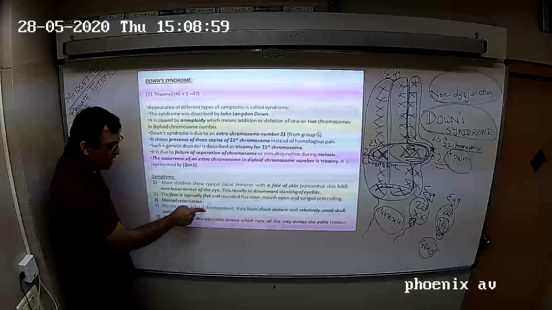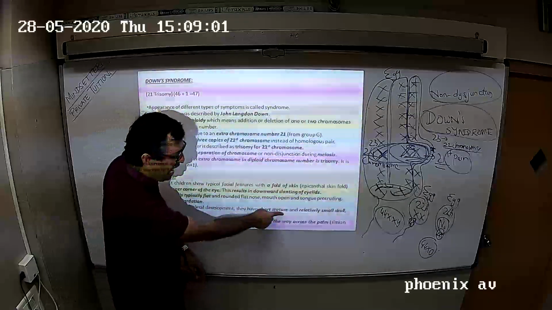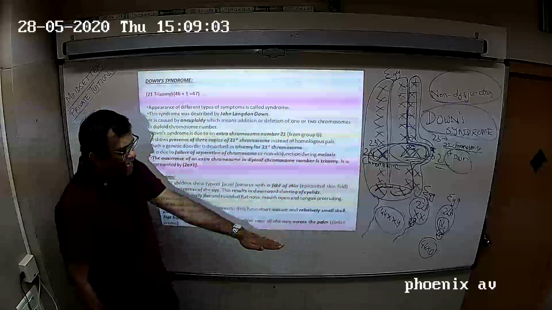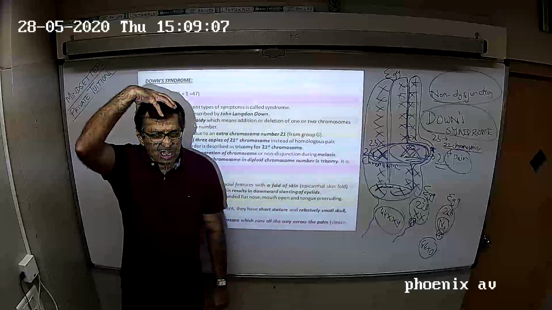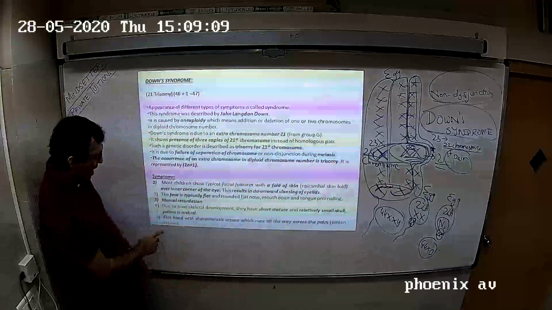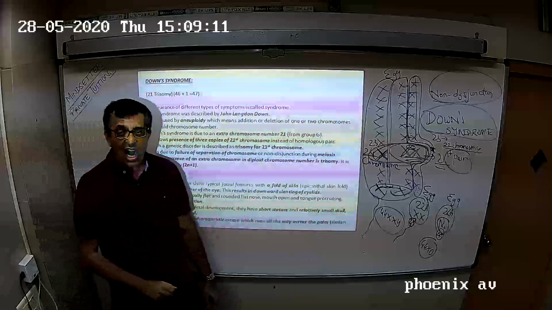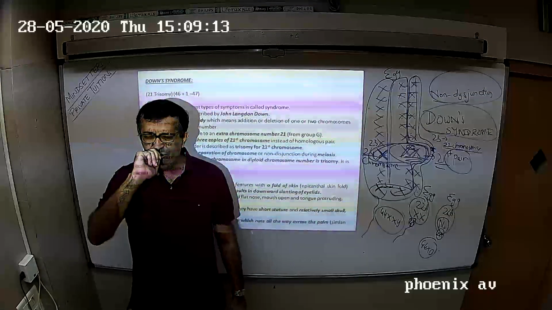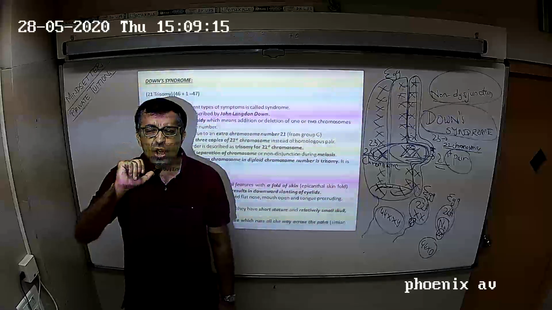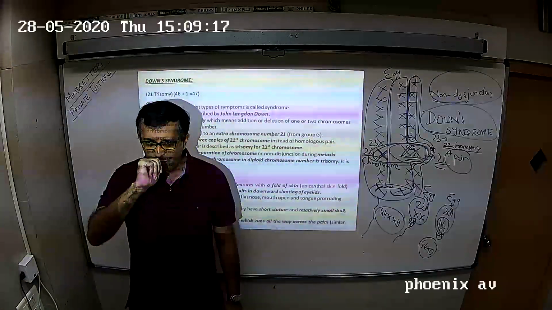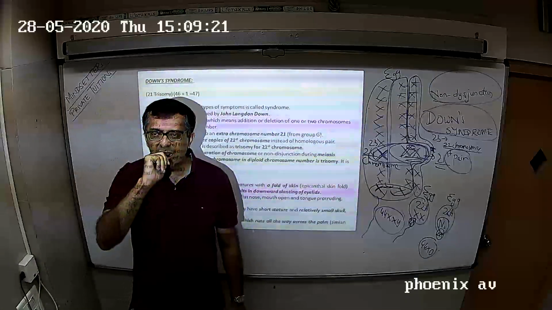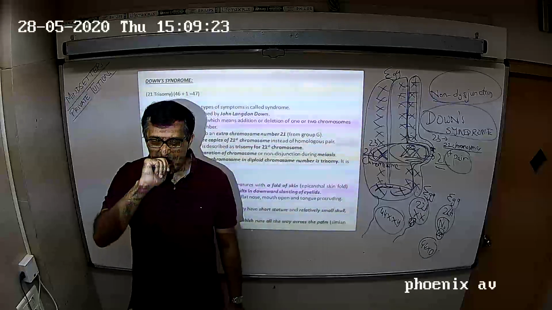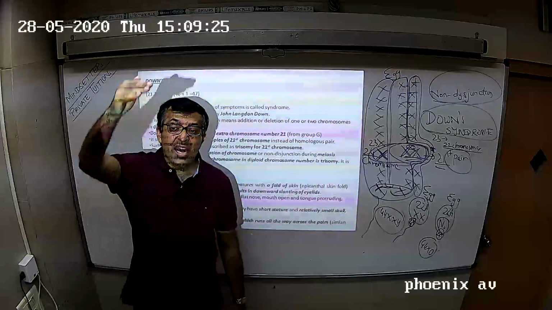Due to poor skeletal development, they have short stature, relatively small skull. The skull size is small and palate is arched. Our palate is flat. This is your hard palate, and it's flat, then there is an arch of soft palate. But he has got the entire palate showing an arch.